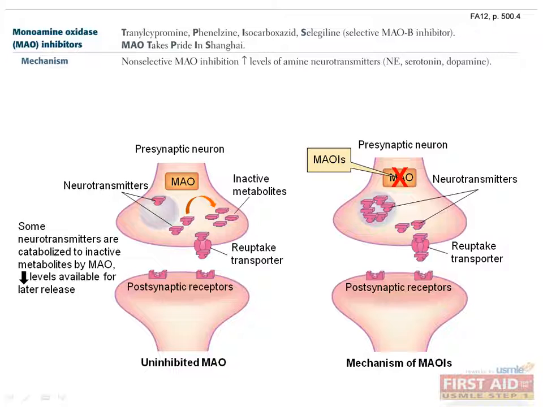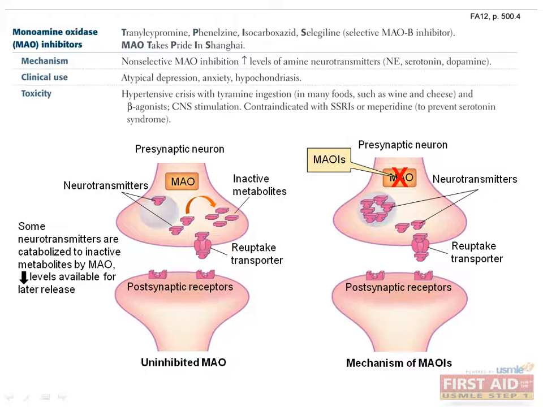These drugs work by blocking MAO to increase levels of the amine neurotransmitters, norepinephrine and serotonin, as well as dopamine, so their mechanism is somewhat similar to tricyclics and SNRIs, though they work by blocking catabolism as opposed to blocking reuptake. A classic side effect is that they can cause hypertensive crisis when mixed with beta agonists or tyramine, which can be found in many foods, classically wine and cheese.